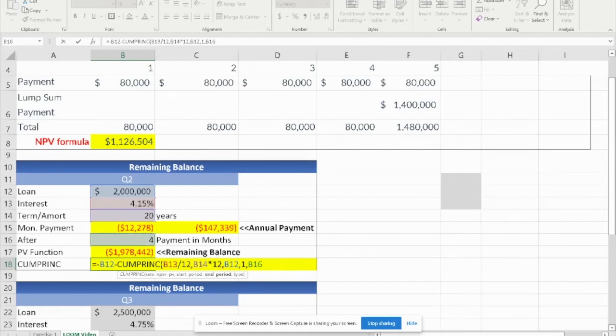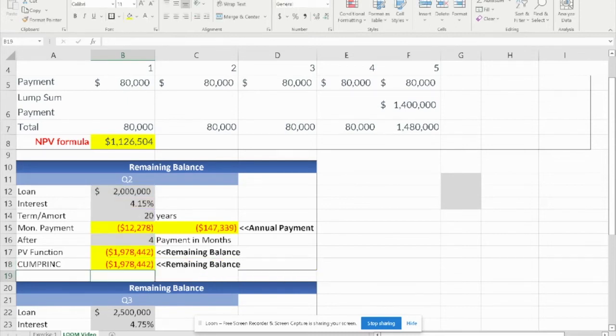4 months. After 4 months, that will be the end period, and you will put in 0 for your type, and you close paren. You should have the same answer as you got for the PV function. If your answers are not matching, one or both of the functions are incorrect. In this case, we got $1,978,000 and $442.